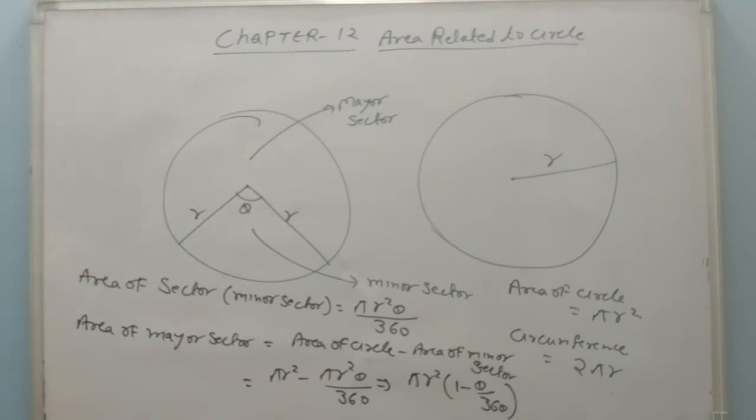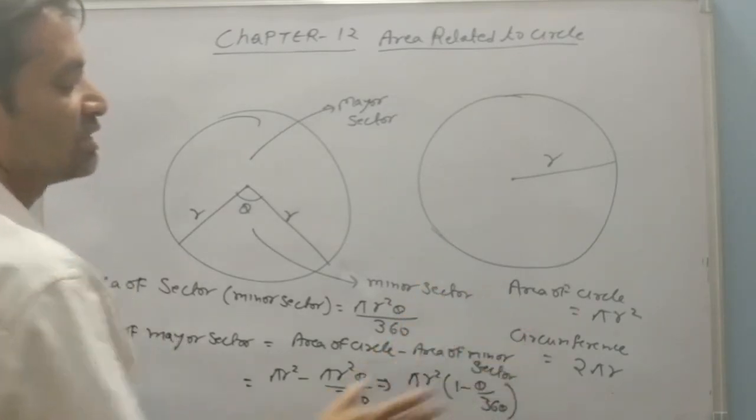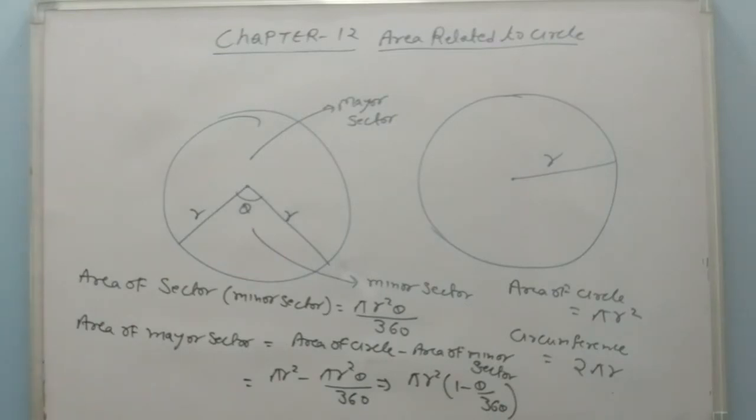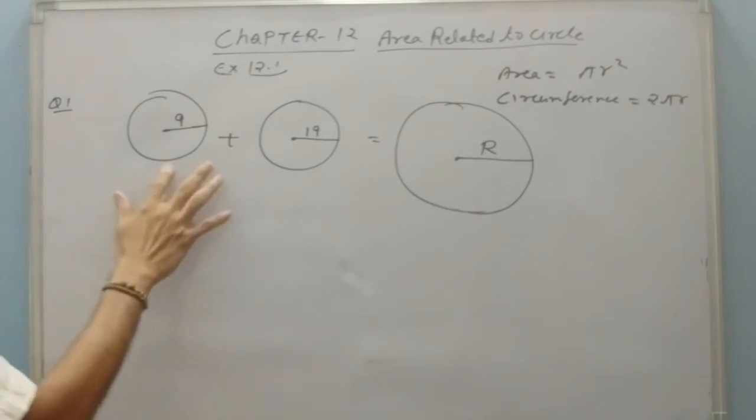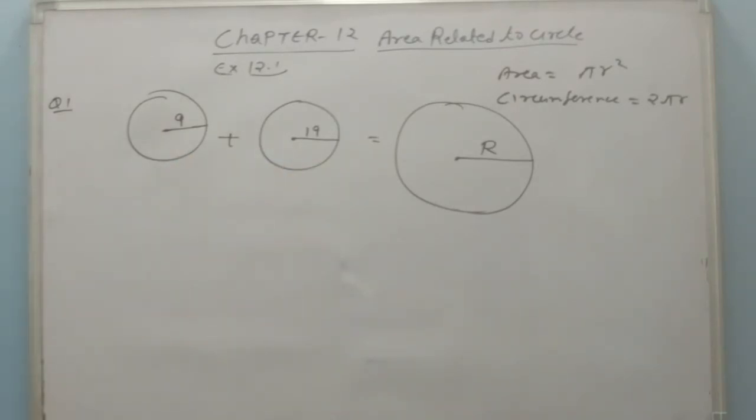Now let us start. In the first exercise of chapter number 12, we discuss questions related to the area of a circle and the circumference of a circle. The first question is of exercise 12.1. The radii of two circles are 19 and 9. I have drawn the two circles of radius 9 and 19 as usual. Find the radius of a circle which has circumference equal to the sum of the circumferences of the other two circles.